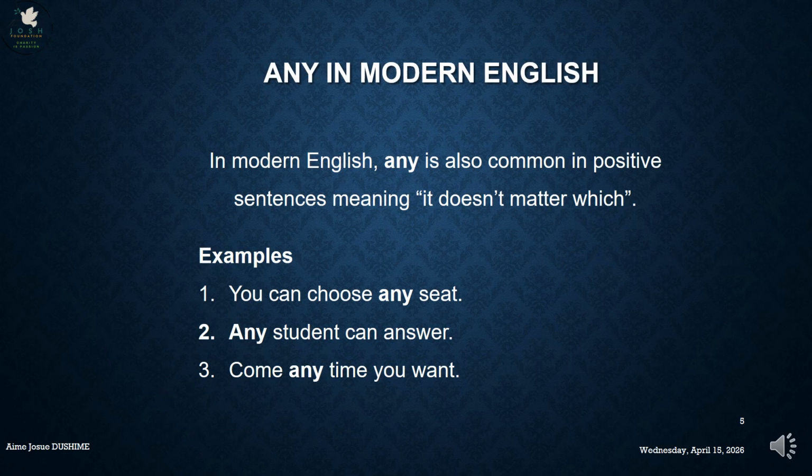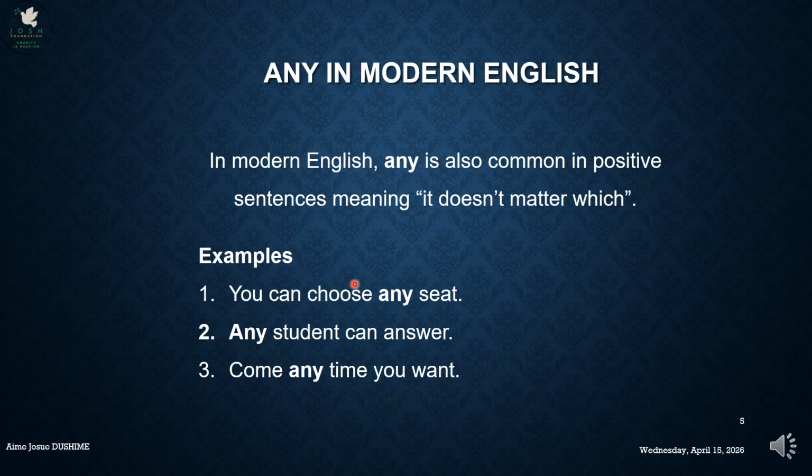And we also have any in modern English. We say that in modern English, any is also common in positive sentences. Remember when we were in A1 and A2, we were told that we use any in negatives and in questions. But here at B1 level, we learn that any in modern English can also be used in positive sentences, meaning it doesn't matter which. I don't care which quantity or which thing or which person.